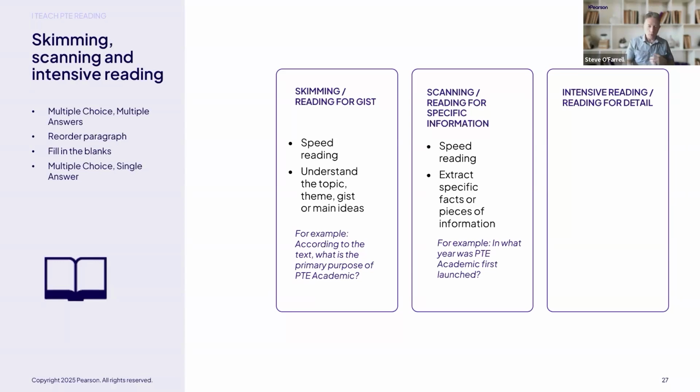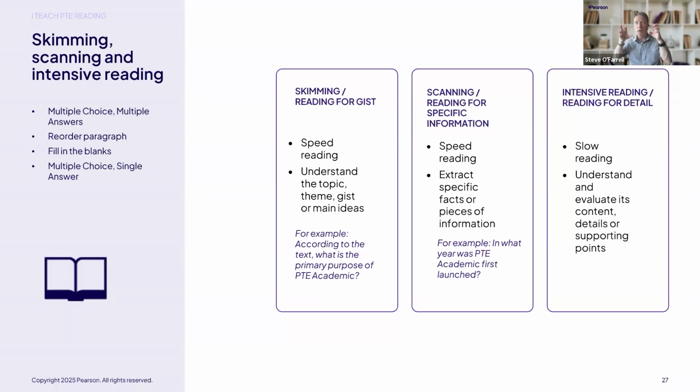So let's look at intensive reading. This is reading for detail. Now this is slower because you're going to go into a deeper dive. You're looking at the content, evaluating it. And you're going to look at details and supporting points. So an example question might be, how does PTE Academic scoring ensure consistency across test takers? So to find the answer to that question, you're going to need intensive reading. You're going to have to go into the detail of the content.